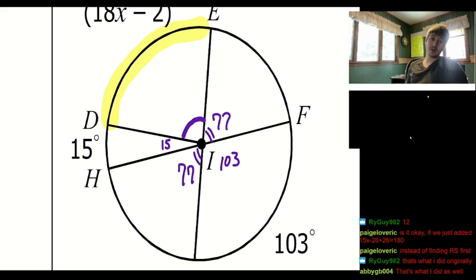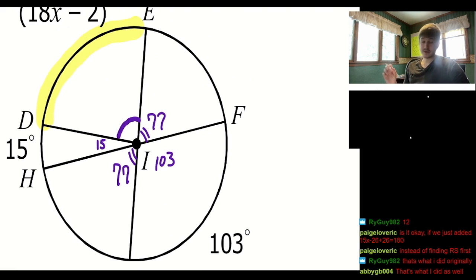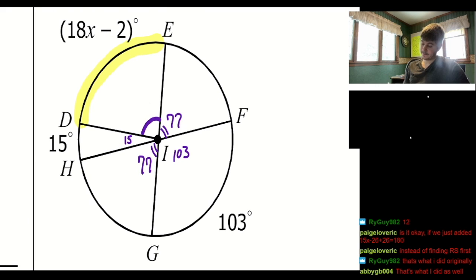So you can add them all up, subtract from 360, or we can utilize the fact that, well, here's a diameter, so everything on the left-hand side of the semicircle must add up to 180 degrees. I'm going to do that one. So 77 plus 15 is 92. I'm going to subtract that from 180. So I get 88 for this angle.